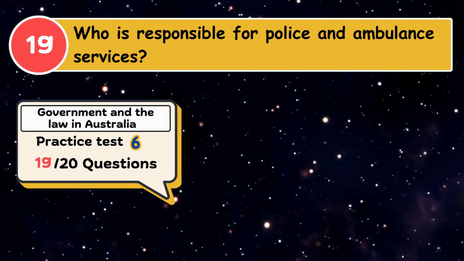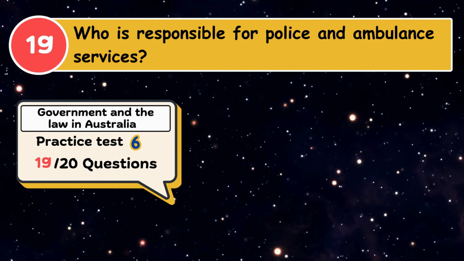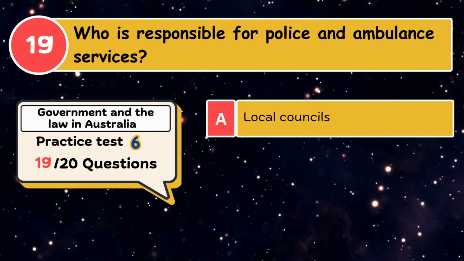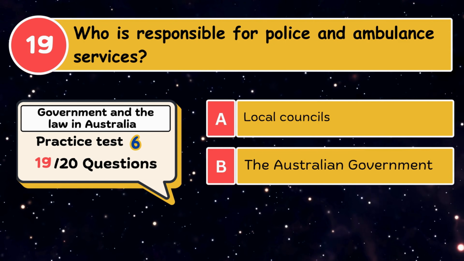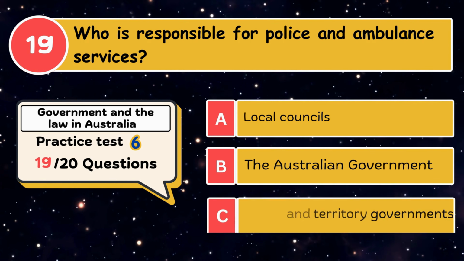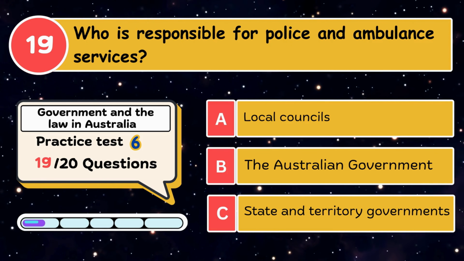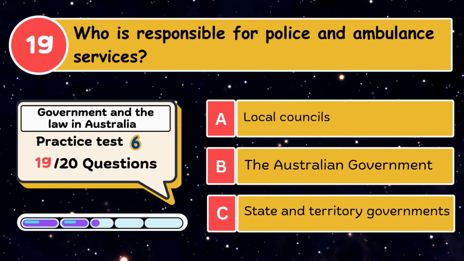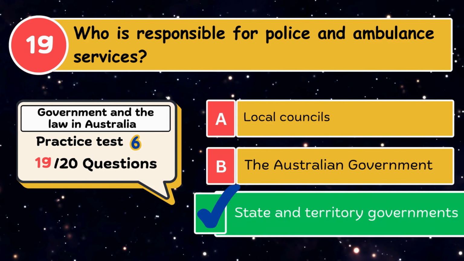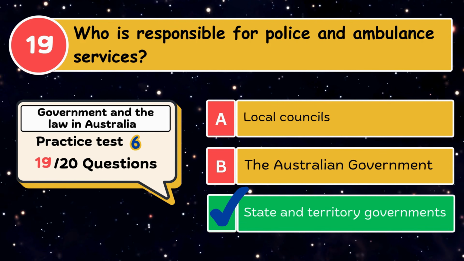Who is responsible for police and ambulance services? A. Local councils. B. The Australian government. C. State and territory governments. The correct answer is state and territory governments.